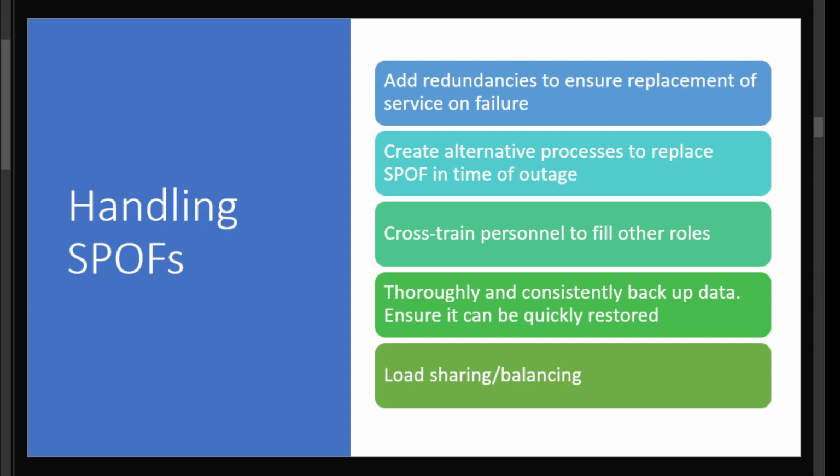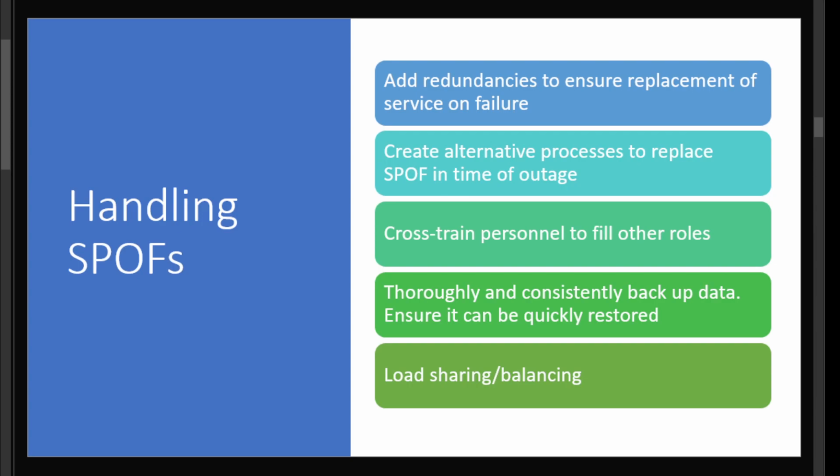Load balancing can help to ensure that if one server that is critical goes down, you also have other servers that are backups and they balance the load. There's different types of load balancing: active-active, active-passive, passive-passive. However, we're not going to be going over these in this study guide.